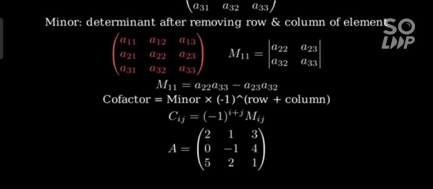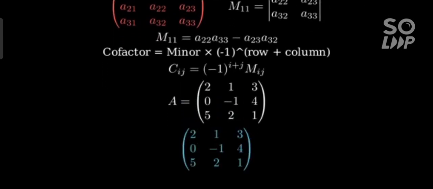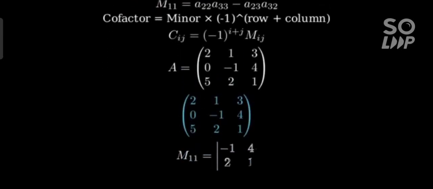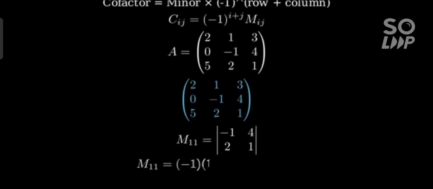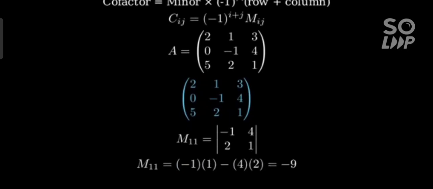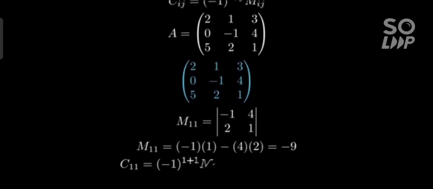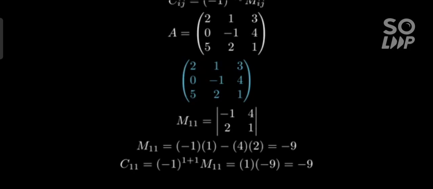Here's a 3 by 3 matrix. Let's find the minor M11. We remove row 1 and column 1, leaving us with this 2 by 2 matrix. The determinant is negative 1 times 1 minus 4 times 2 equals negative 9. Now for the cofactor C11, we multiply the minor by negative 1 raised to 1 plus 1, which is 1. So C11 equals negative 9.